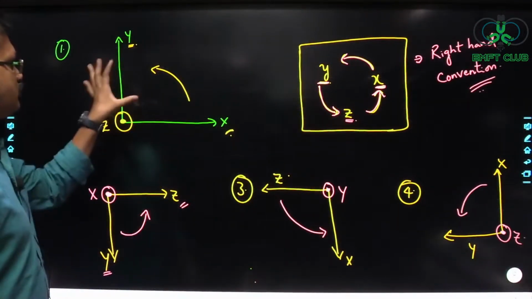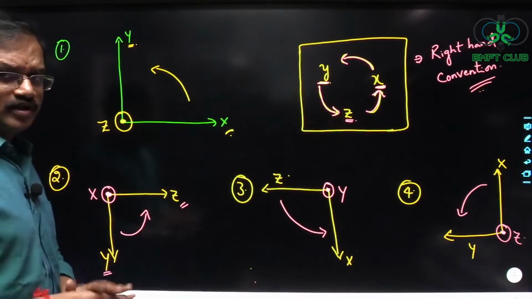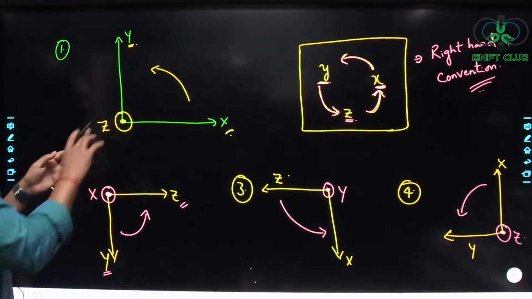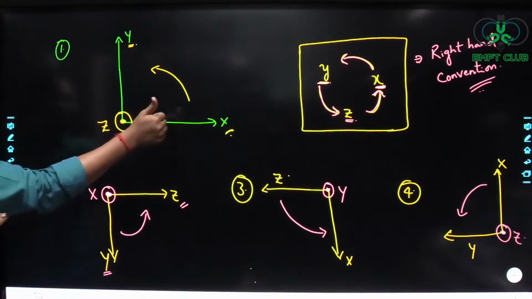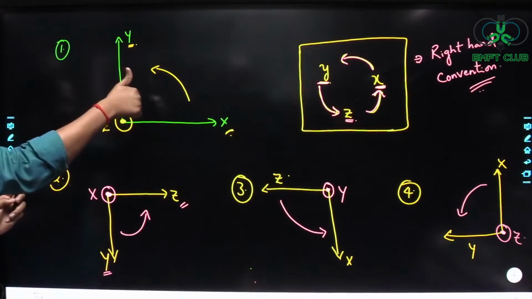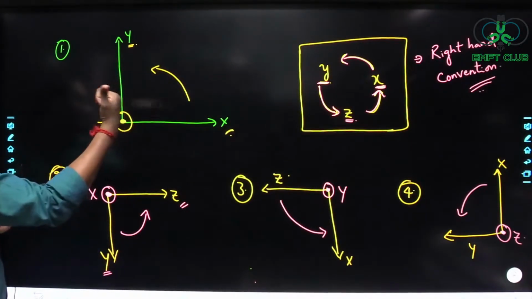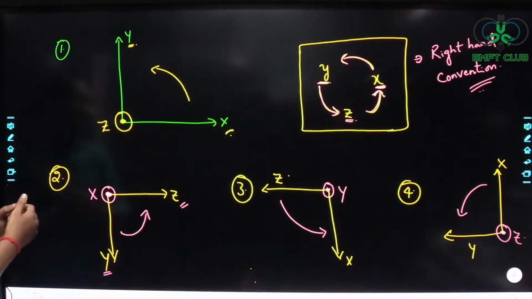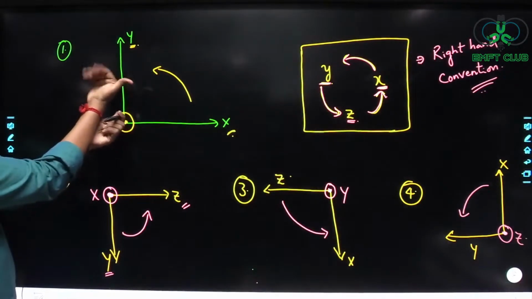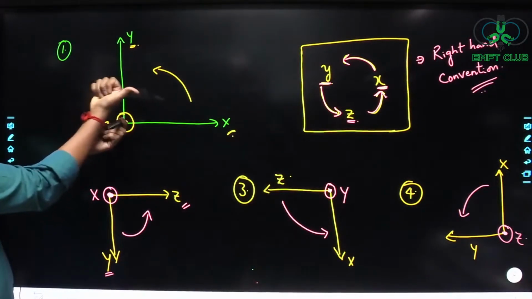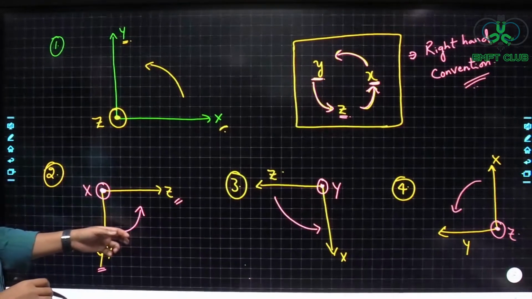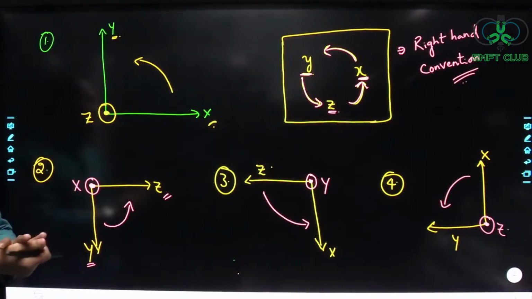Okay, so if you draw in this manner here, now you can check. If you curl your fingers from z to x, then the thumb is pointing in the y direction, isn't it? If you curl your fingers from x to y, the thumb is pointing in the positive z direction, isn't it? And if you curl your fingers from y to z, the thumb is pointing in the x direction. So everything will be satisfied.